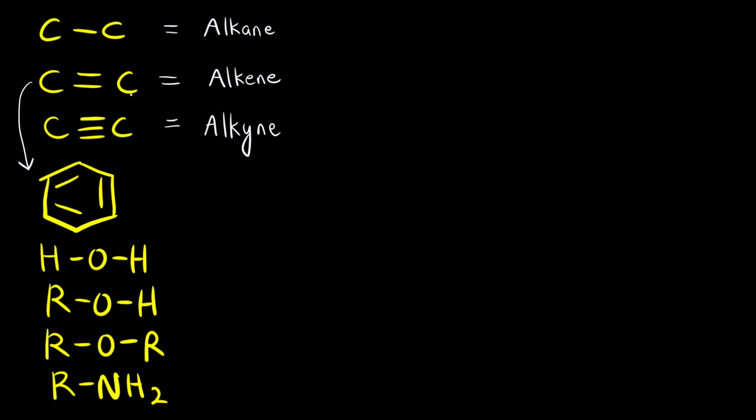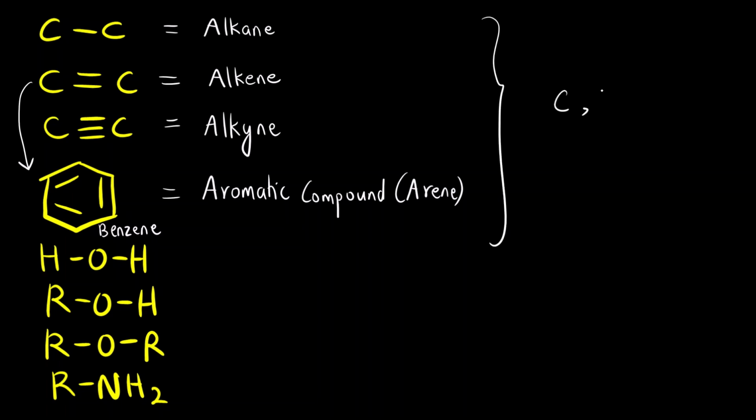Another variation of the carbon-carbon double bond, whenever it is present in this compound, this is called benzene, and it is called an aromatic compound, or it is also called an arene. This is benzene. So these are the compounds that contain only carbon and hydrogen, so these are called hydrocarbons. Hydro means hydrogen, carbon means carbon. That means only two elements are present. That is why these are also called hydrocarbons.